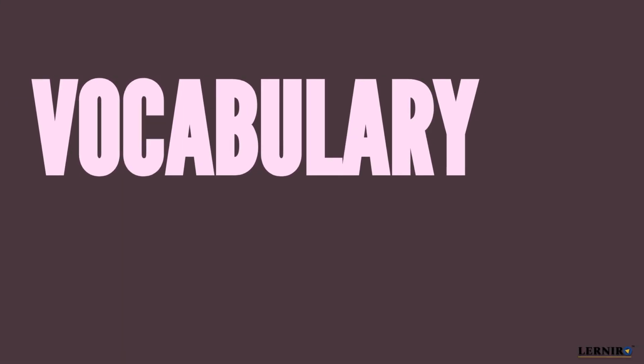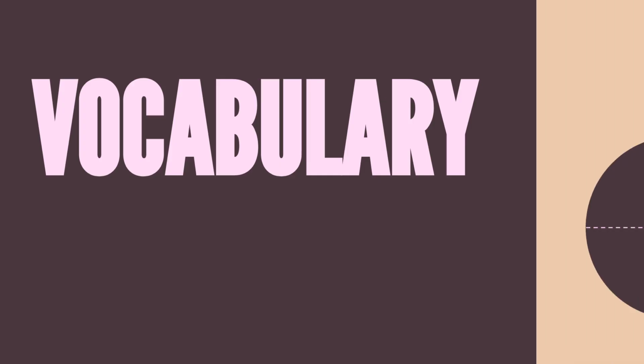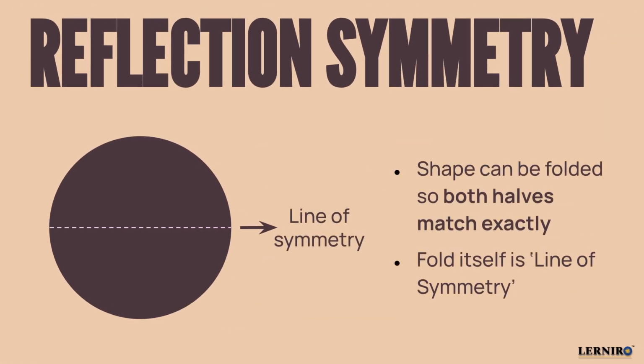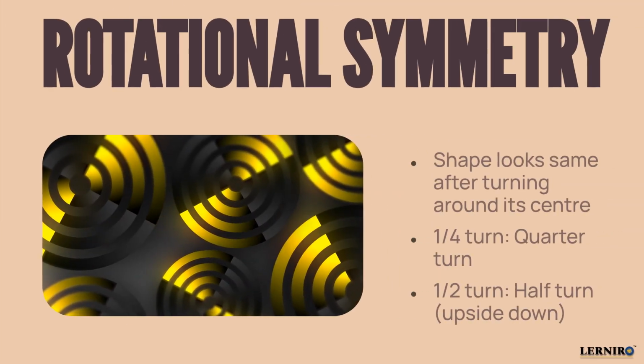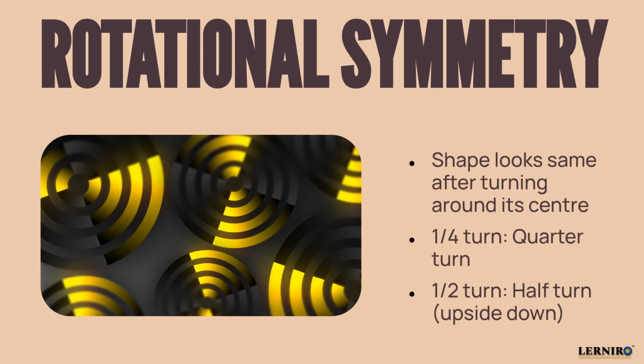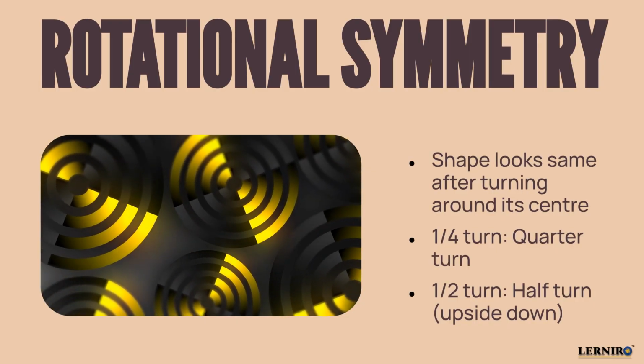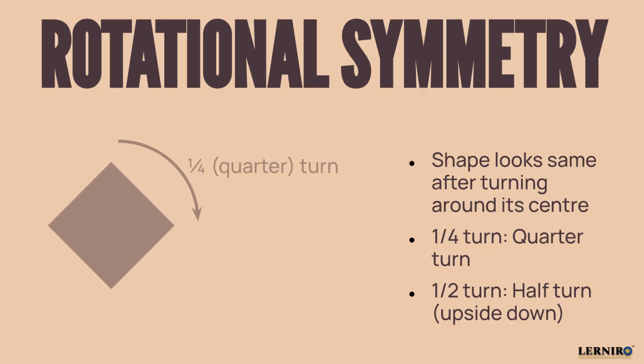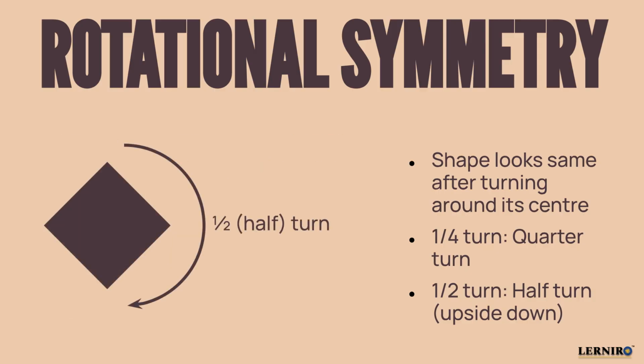Let us define our tools, the key terms we will be using throughout this lesson. Reflection symmetry means a shape can be folded so both halves match exactly. The fold itself is called the line of symmetry. Rotational symmetry means a shape looks exactly the same after being turned around its center. A 1/4 turn is a quarter turn, while a 1/2 turn is a half turn, which is the same as turning something upside down.